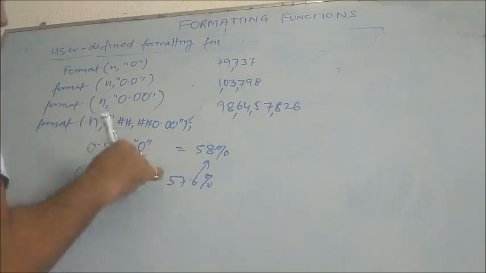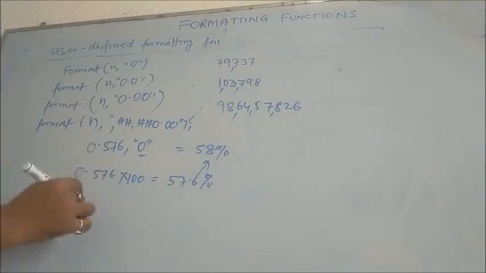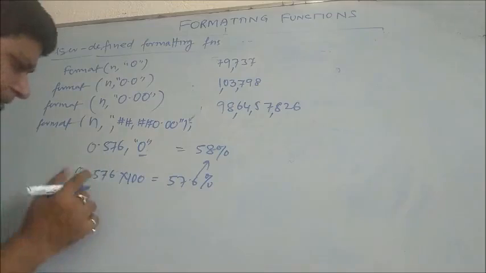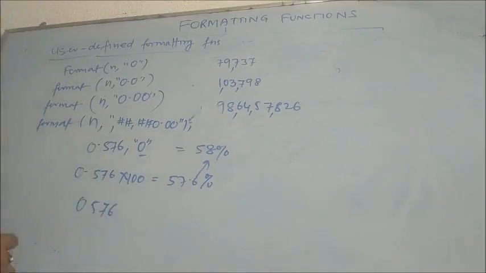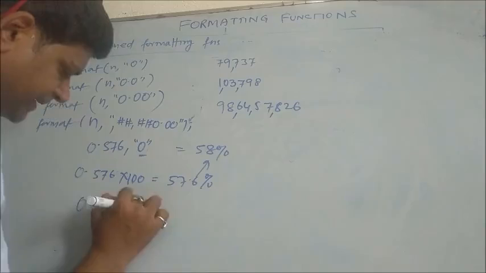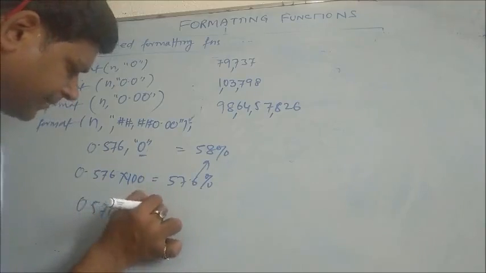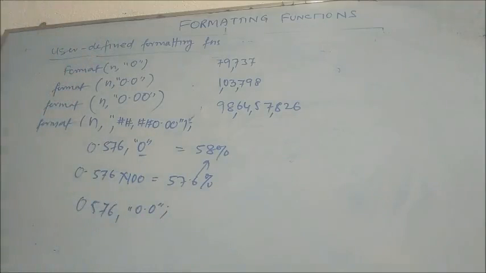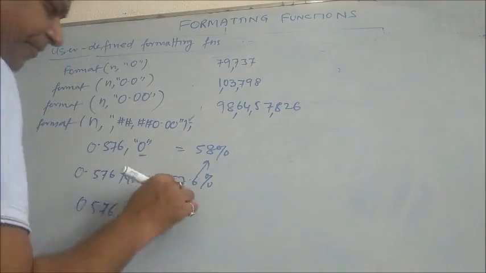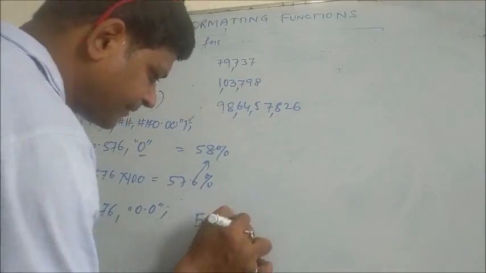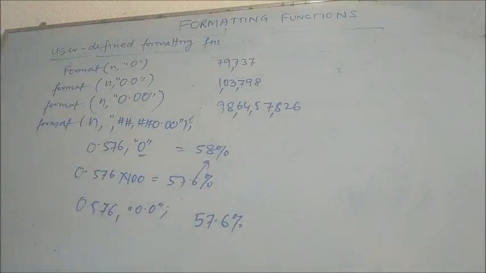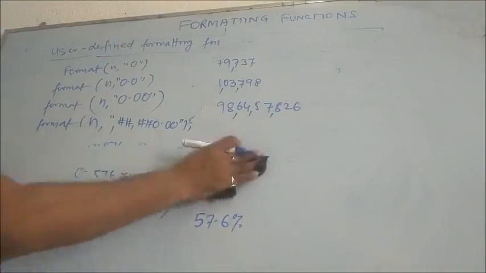Why? Because here I am using this format. If we want the percentage with a decimal, suppose 0.576 and the percentage has to be written as 0.0%, then it will be 57.6. So you have to take 57.6%. Right? Okay.